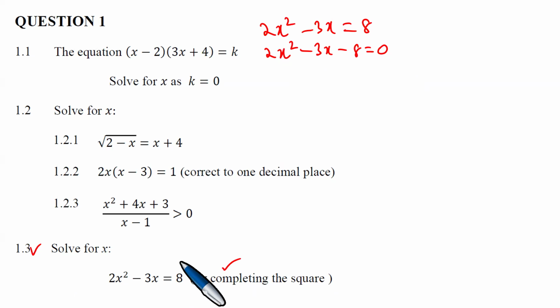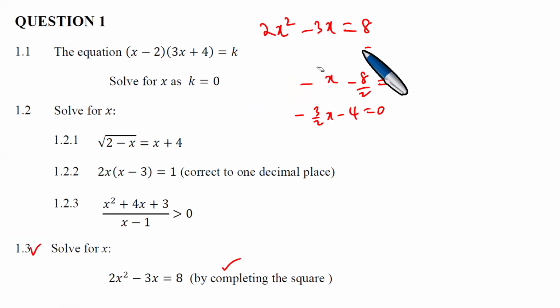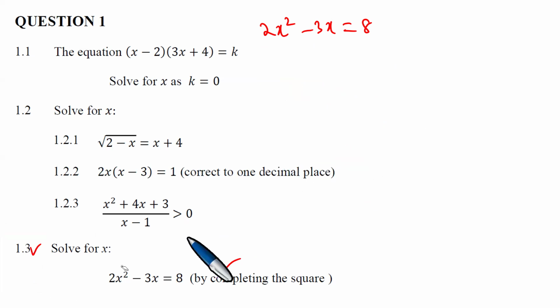To complete the square, we need to make sure that the coefficient of the quadratic term is a 1. So at this point, you take 2x squared, you divide by 2; 3x, you divide by 2; minus 8, you divide by 2; and the result is clearly a 0. And this gives us exactly x squared minus 3 over 2 x minus 4 equals 0. Okay, you can write it like that, but you can also take the form that is given.